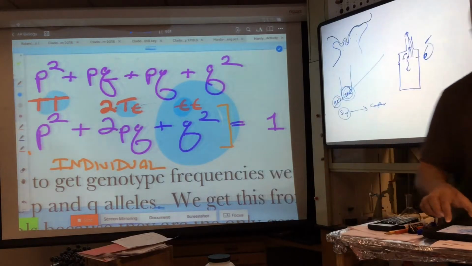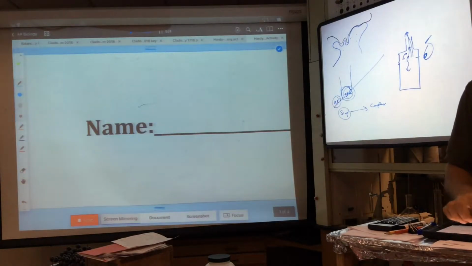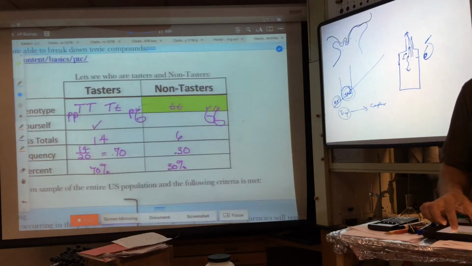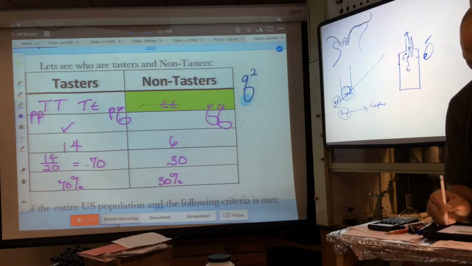Go back to the original. Go with me. Flip this page over. Okay, let's go back to this page. Please flip that page. This, my friends, was Q squared. Here we go. This is Q squared, the non-tasters.